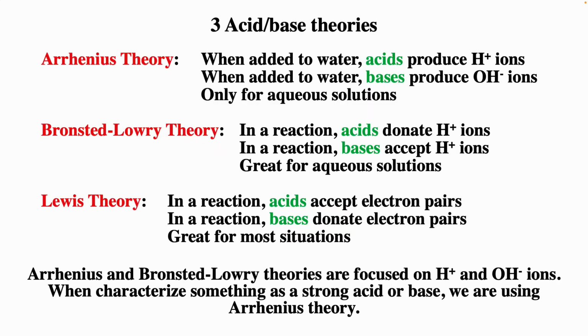And so there are 3 common acid-base theories: Arrhenius, Bronsted-Lowry, and Lewis. Both the Arrhenius and Bronsted-Lowry theories are focused on defining acids and bases based on hydrogen ions and hydroxide ions. And when we're talking about something that's a strong acid, strong base, weak acid, or weak base, we're using the Arrhenius theory. And remember, the larger the Ka, the stronger the acid. The larger the Kb, the stronger the base.